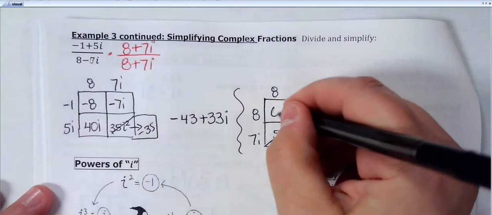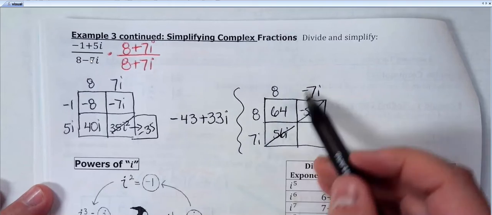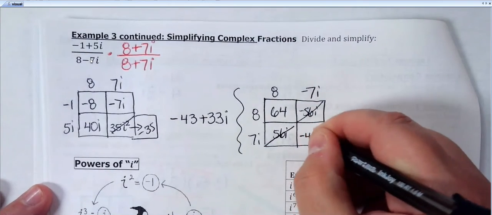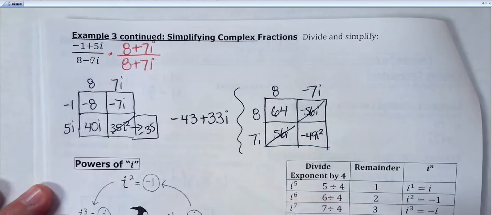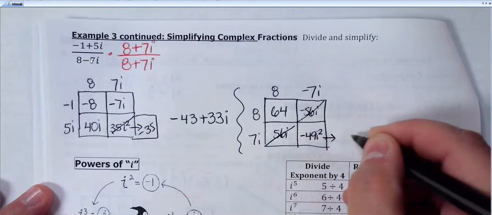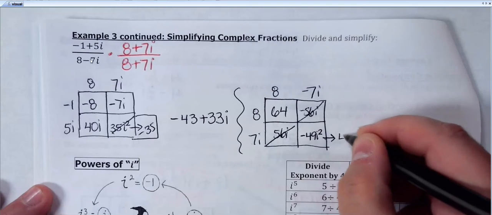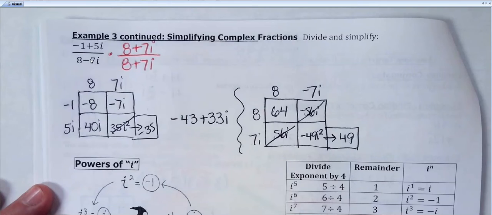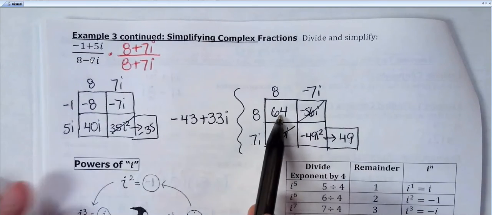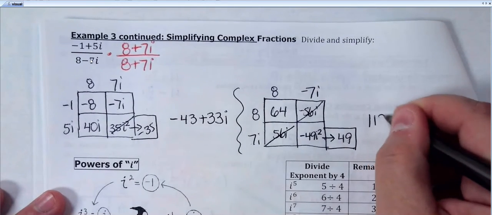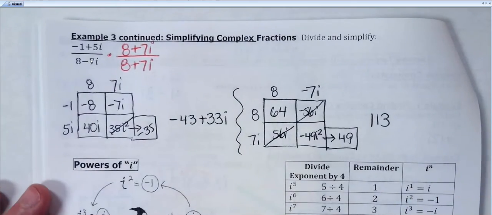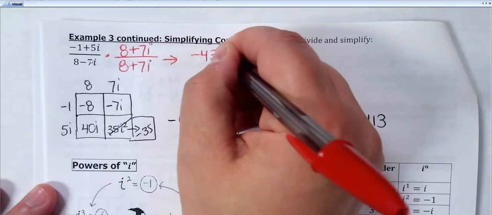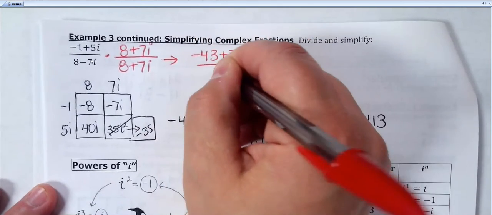This would be 64. Now, because you'll have conjugates, it'll always start out with a negative. This is negative 49i squared. So what is this little box in the corner really? This is positive 49, because you'd have negative 49 times negative 1. So the whole denominator of this fraction, we would add these together, and this is not a nice number. So this is 113. So that's my denominator. Okay, so after all that, I have negative 43 plus 33i, all that over 113.